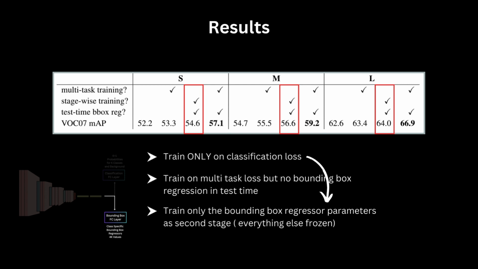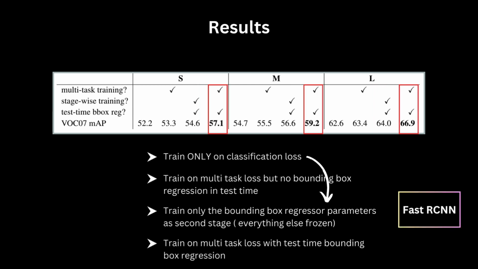So this is like the stage-wise approach of RCNN, where we first trained the classification part and then trained the bounding box part. And this time we also add the bounding box regression at test time. This does improve the performance from all previous versions, but it's still lesser than what we get with Fast-RCNN using the single-stage multitask training with bounding box regression added at test time, which asserts that the change from stage-wise training of RCNN to single-stage training with multitask loss is indeed a contributing factor to the overall performance improvement.